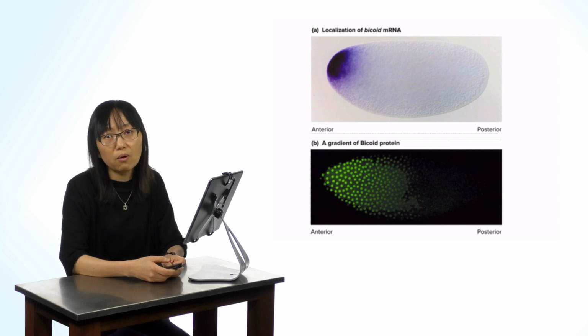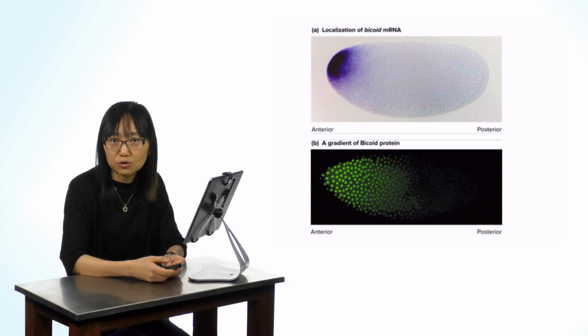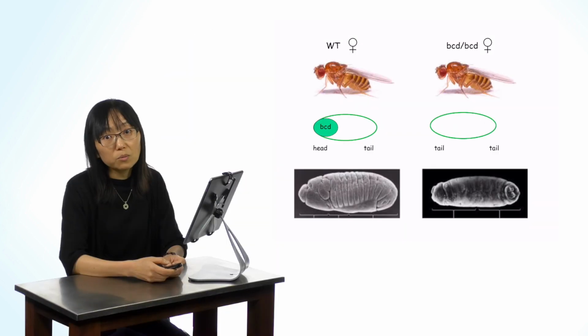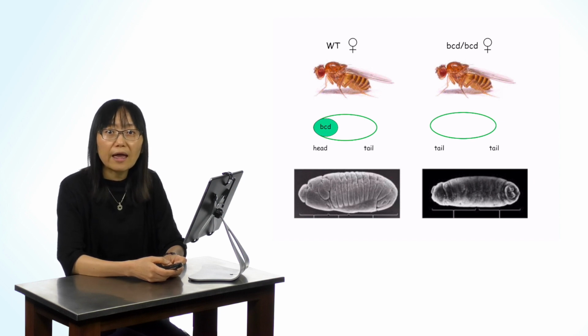The posterior pole, on the other hand, is exposed to a very low concentration of bicoid and a very high concentration of another maternal effect gene called nanos, and develops into an abdominal segment. Homozygous recessive bicoid females cannot produce normal bicoid. Therefore, their eggs do not have bicoid messenger RNA and consequently no bicoid protein. And this kind of embryo cannot develop a head.